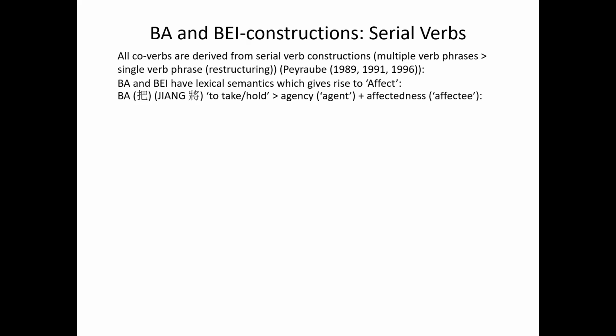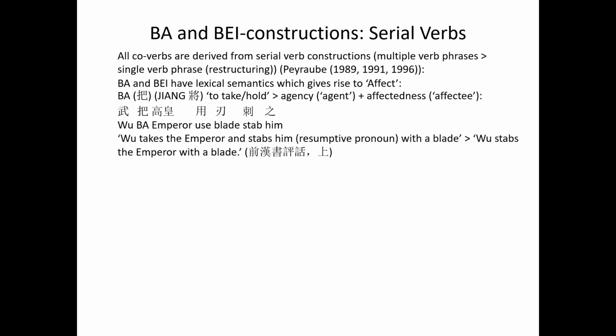In the case of bar, and also its etymological cognate, yang, they both mean to take and hold. And to take and hold naturally implies agency in the subject, and also affectedness in the noun that comes after them. So, for example, in this famous example in the 前汉书, 我把高皇庸人赐之. 之 here is a resumptive pronoun, so 之 here refers to 高皇.